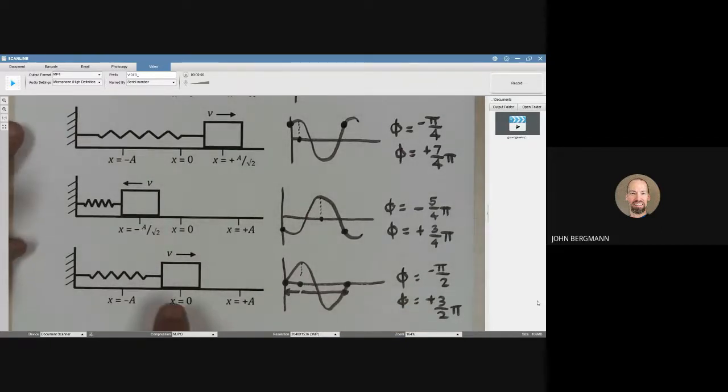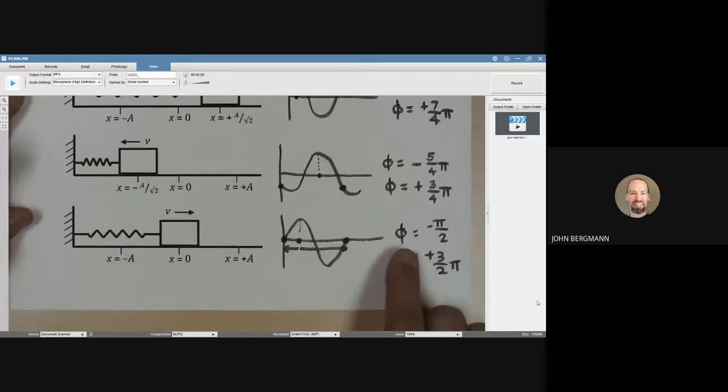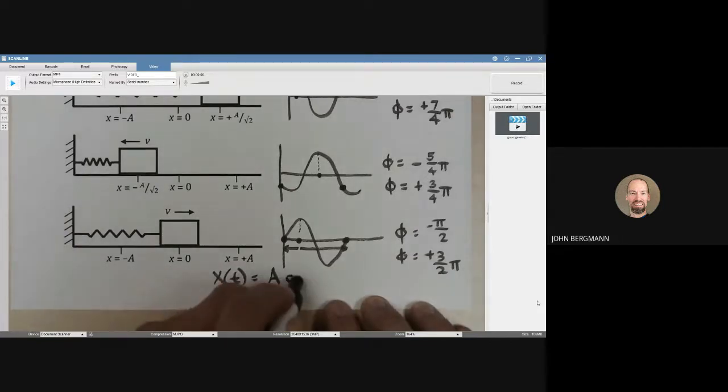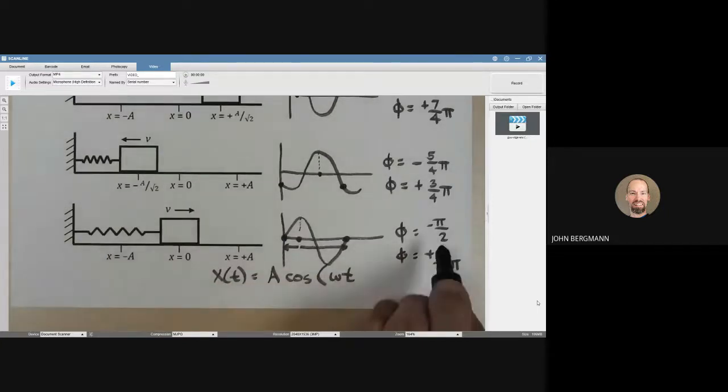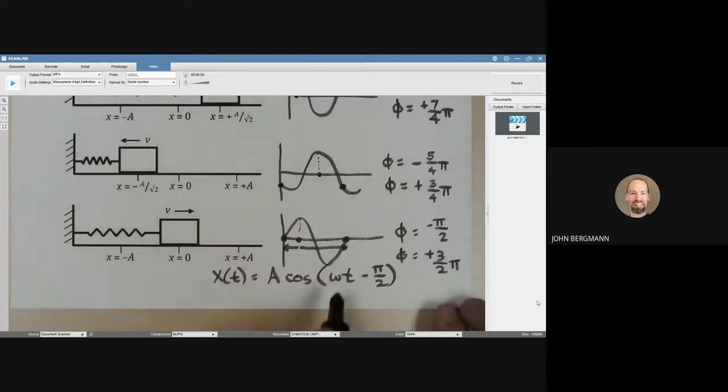If you are given the picture of how the mass is moving and where, you can draw a graph, and based on the graph, you can use Bessie the cosine cow to help you figure out what phi is. And then once you have that, then you can write the equation for the function. You can say A cosine omega t, and then for this case here, let's say minus pi over 2. Or you could write the same equation, and instead of putting minus pi over 2, you could put plus 3 pi over 2. That would be fine as well.